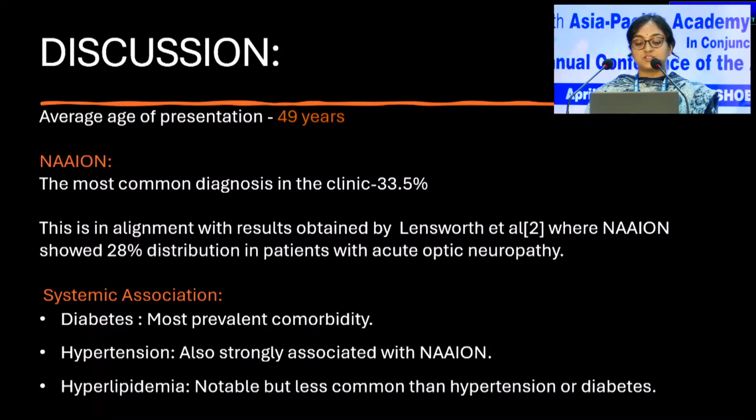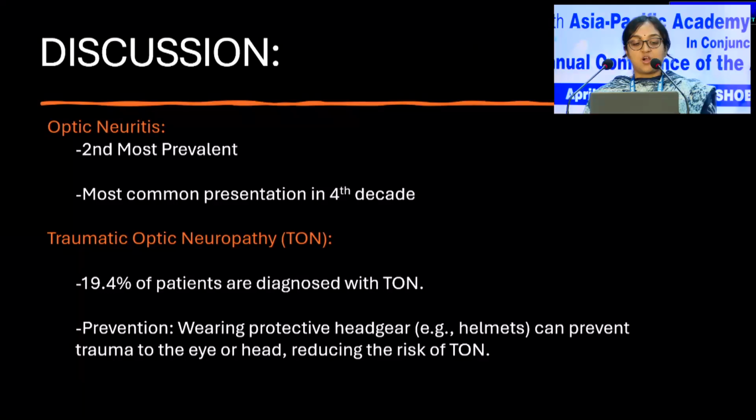33.5%. This is in alignment with results obtained by Lensworth et al., where NAION showed the highest percentage in patients with acute optic neuropathy. The systemic associations were diabetes, followed by hypertension and hyperlipidemia. Optic neuritis is the second most prevalent diagnosis. It was commonly seen in patients in the 4th decade.